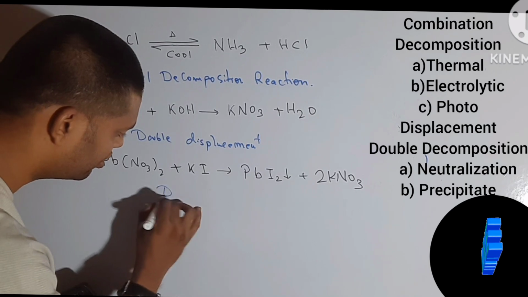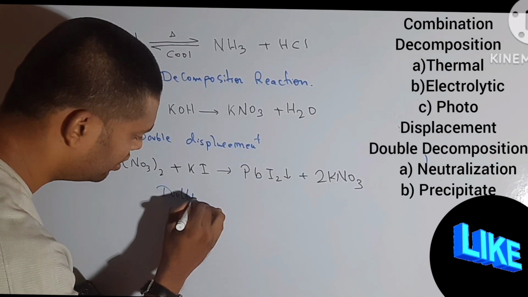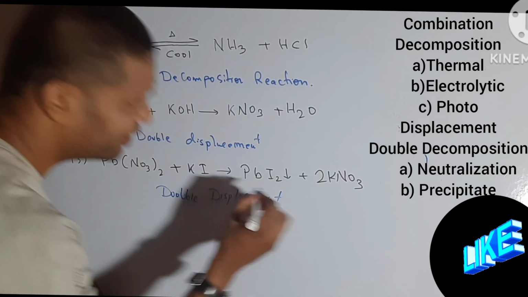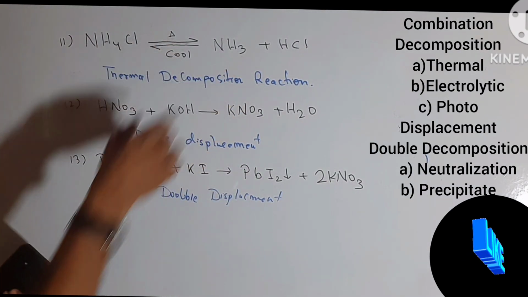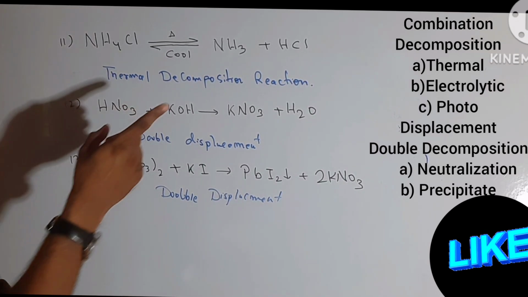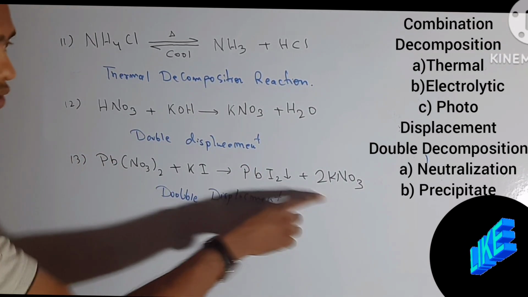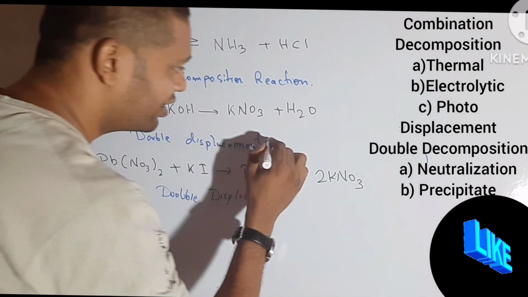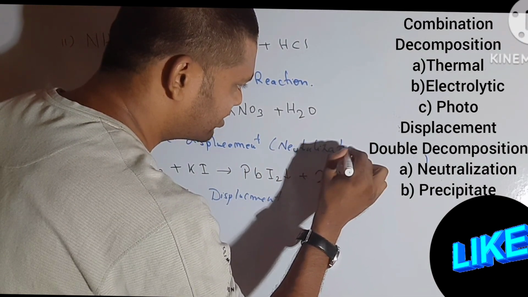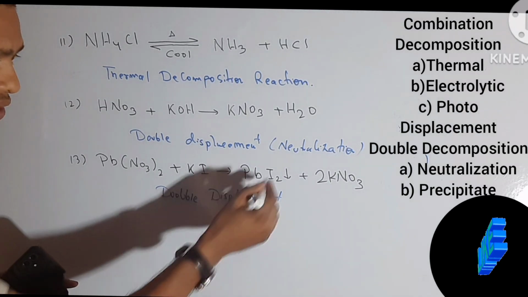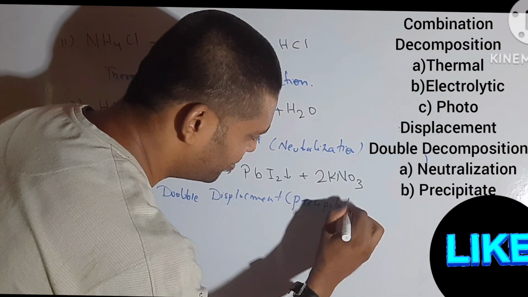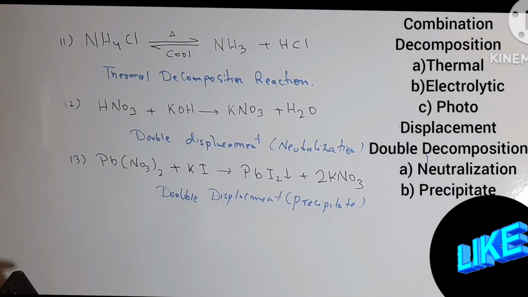Here also we'll write double displacement. In that, what is it? It can be neutralization, it can be a precipitation reaction. Neutralization means salt and water. Here water is there, salt is also there, so it's a neutralization reaction. And in this one, sir, a down arrow, so precipitate reaction, simple. So you understand what I'm trying to say?